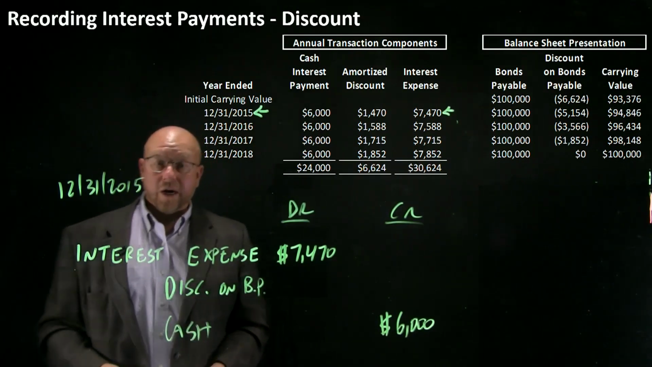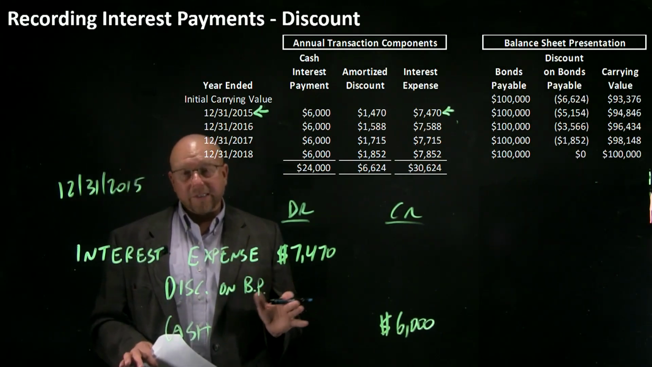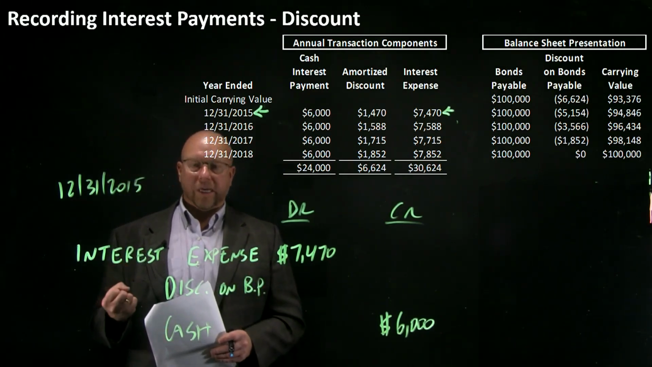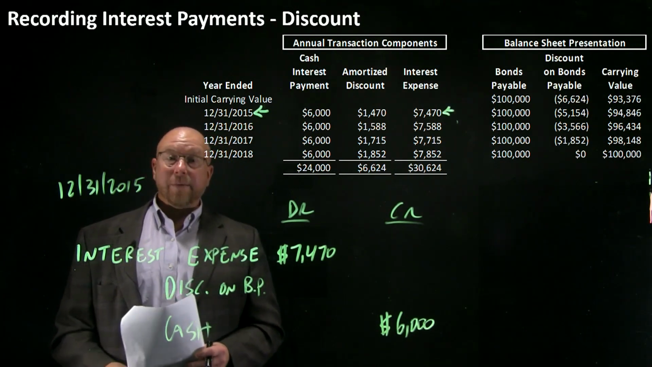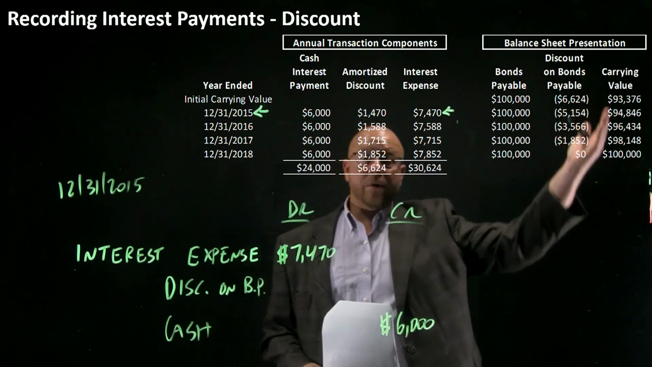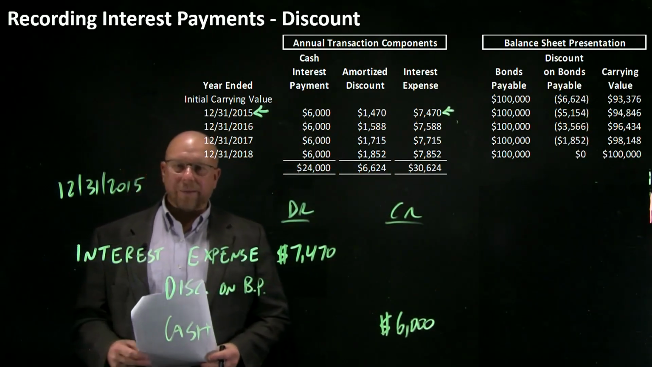And frankly, they don't care as long as they get their cash payments. But we know behind the scenes, we do have this discount account. And right now, it's hanging out on our trial balance as a debit balance. It's causing the carrying value of the bonds to be lower than their face value. So we need to get rid of that debit balance.